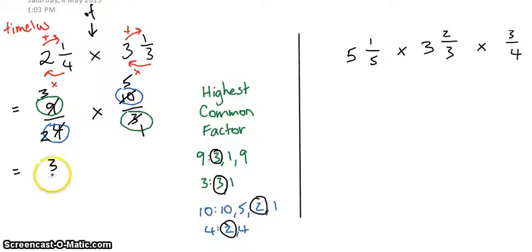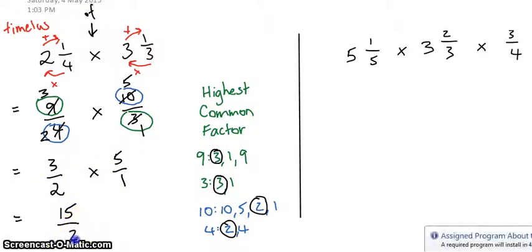So instead of 9/4, I've now got 3/2. And instead of 10/3, I've now got 5 wholes. And this will give me the exact same answer as if I just multiplied them straight out without doing this factorization, as we call it, but it's helping us deal with smaller numbers than the bigger numbers. So then we just do our multiplication normally. 3 times 5 is 15, and 2 times 1 is 2.